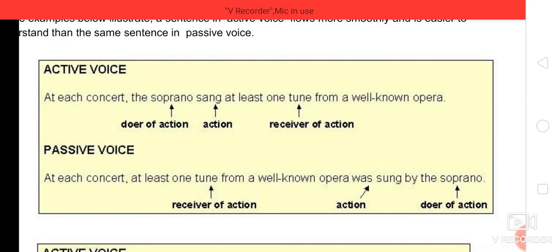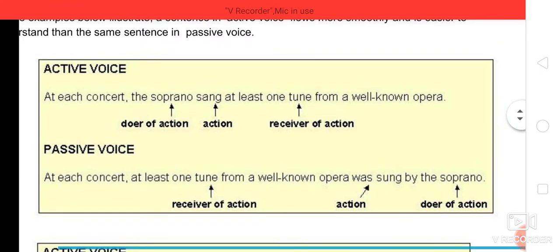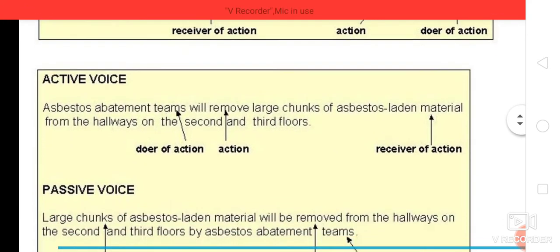So what is the verb? Sang. Okay, so how do you write this verb? We take a "to be" form plus the verb, right? So the total sentence will be, in active voice: At each concert the soprano sang at least one tune from a well-known opera. What happens in passive voice? At each concert at least one tune from a well-known opera was sung by the soprano. So in this way big sentences need to be framed from active voice to passive voice, right?